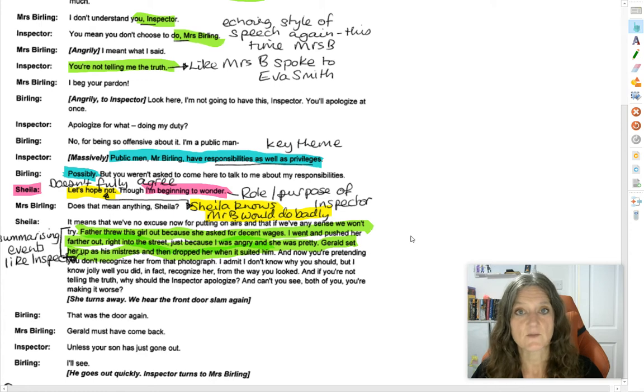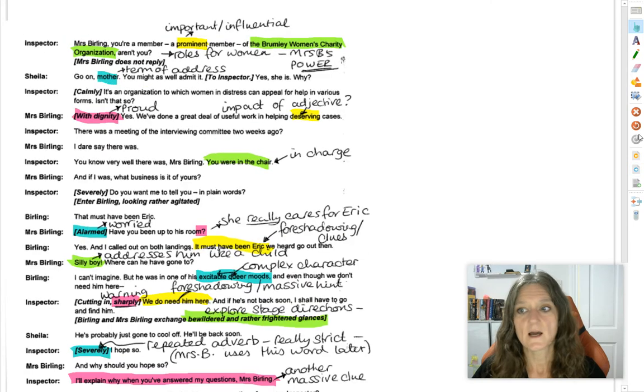She is running out of patience with her mother, just like the inspector does in a couple of minutes, actually. In the meantime, they hear a door bang, and it seems like it's Eric who's gone out. And you'll see that Mrs Birling worries about that a lot a little bit further down.